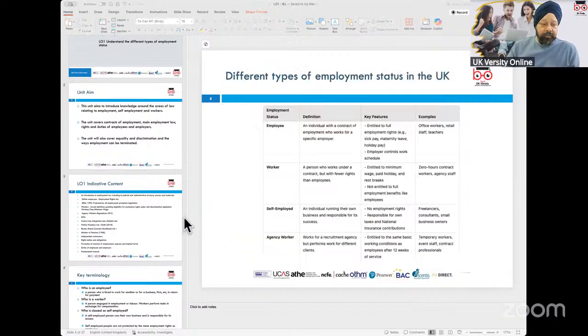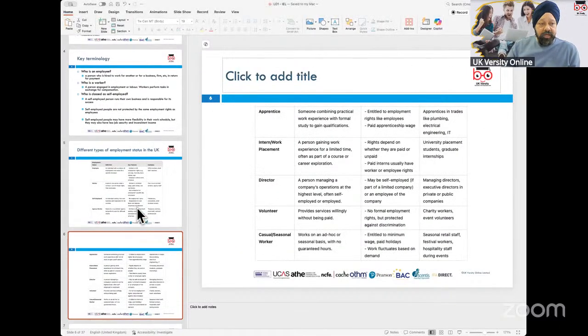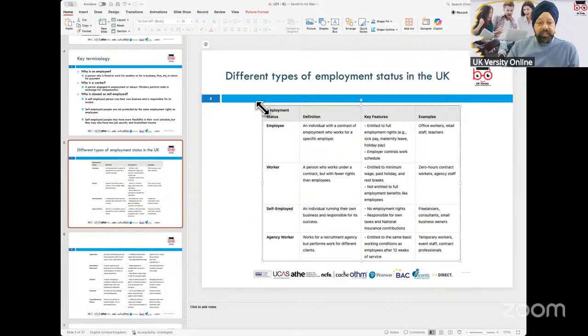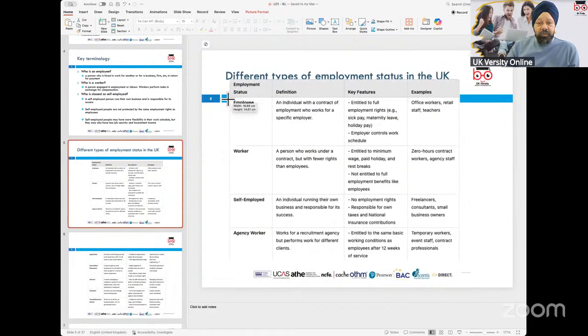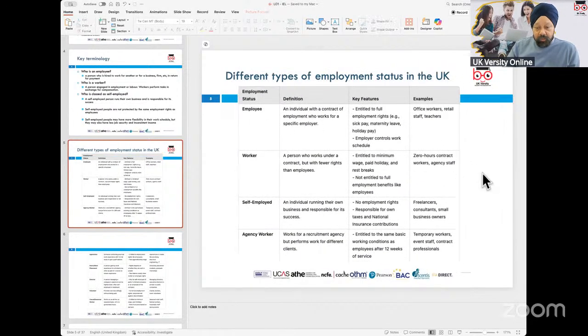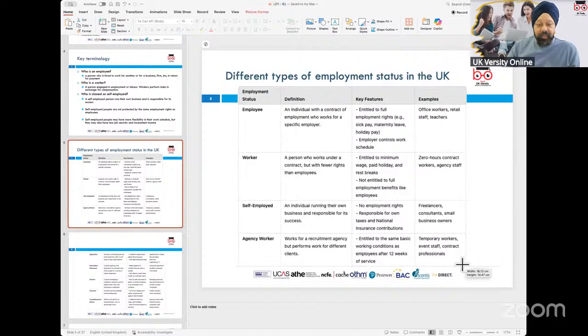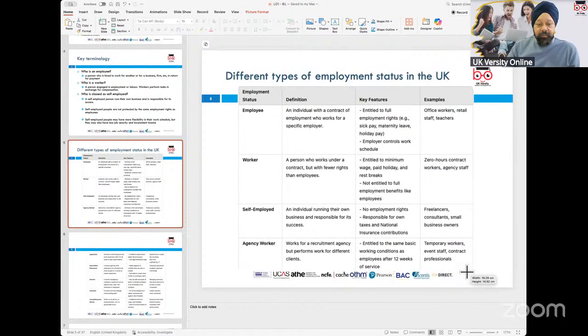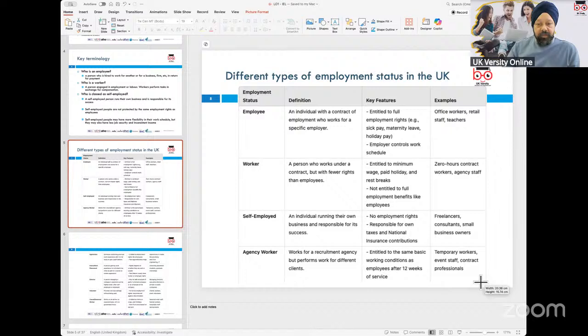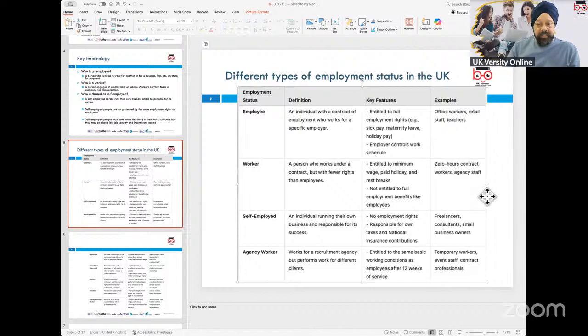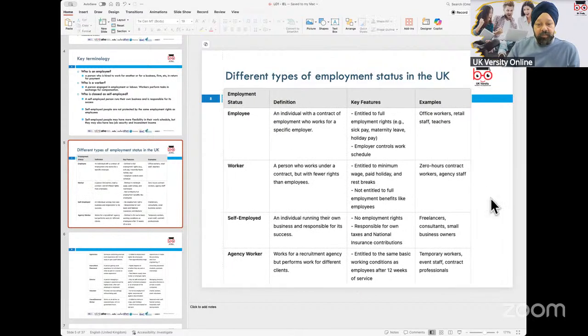Now, if I were to get into a more detailed discussion to look at different types of employment statuses in the UK, there could be very many. And this table that I've put up on the screen covers some basic types, giving you some examples of the various types of employment and employment statuses that are possible in the UK.